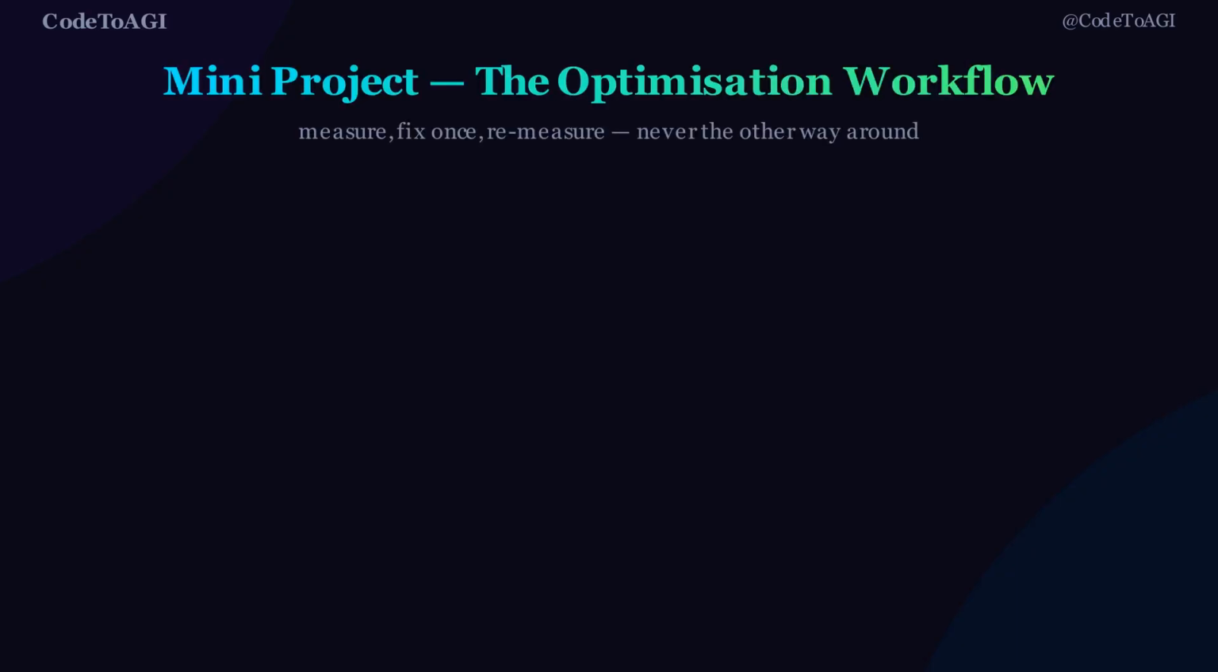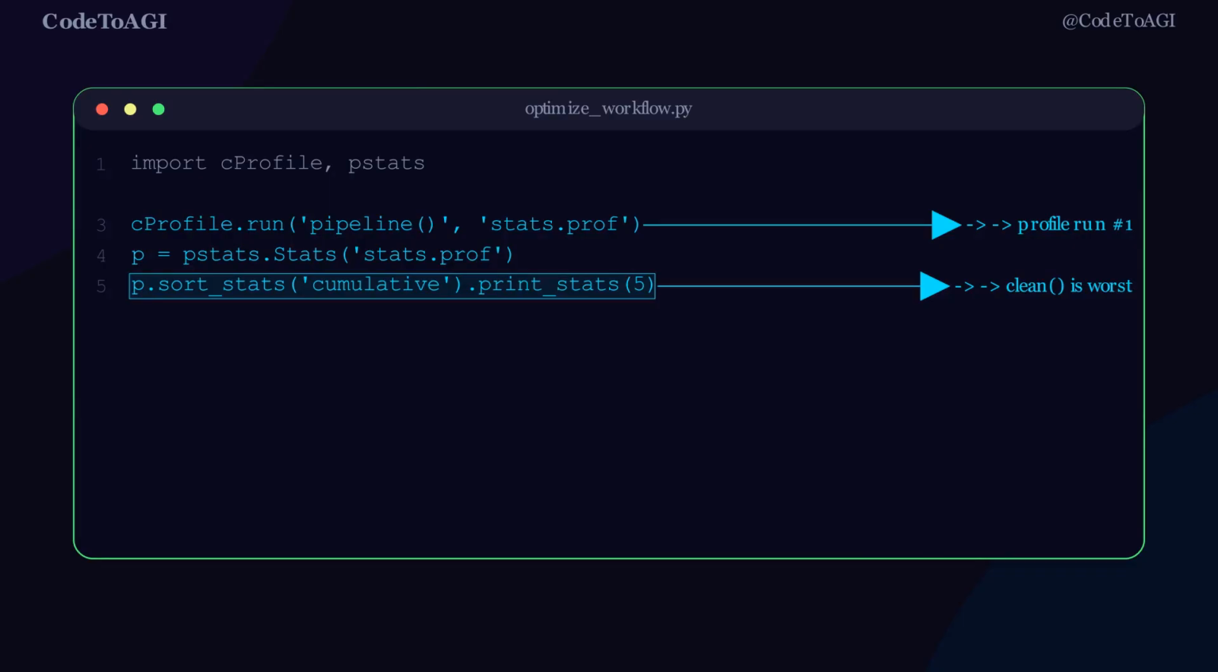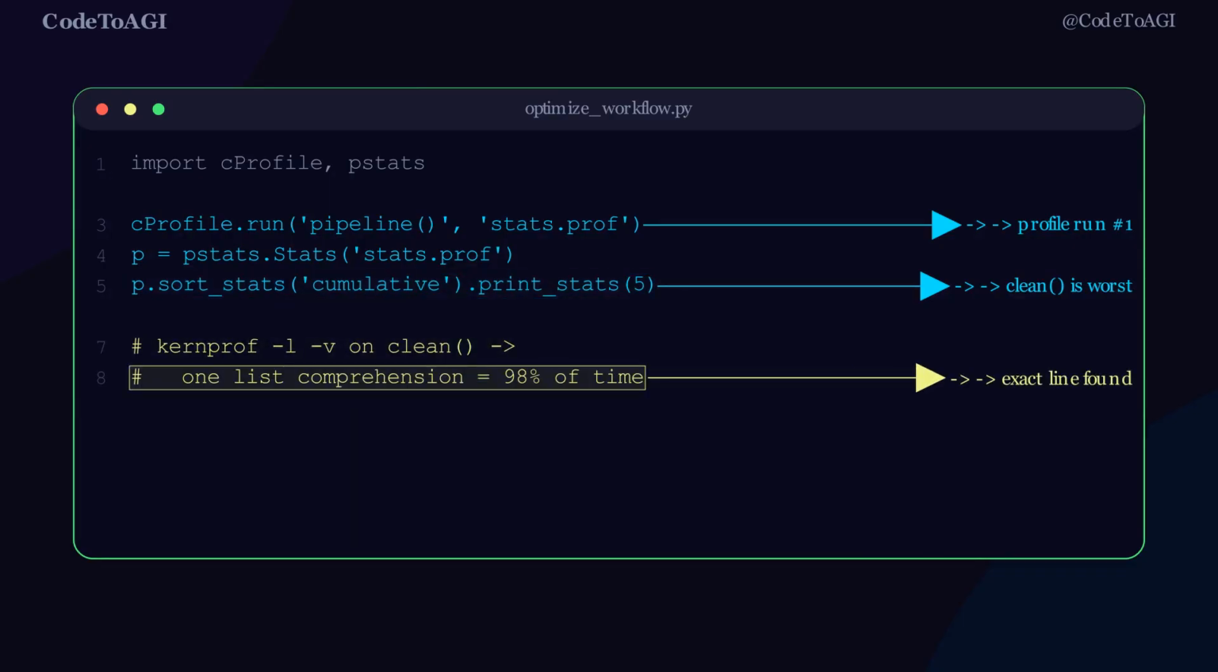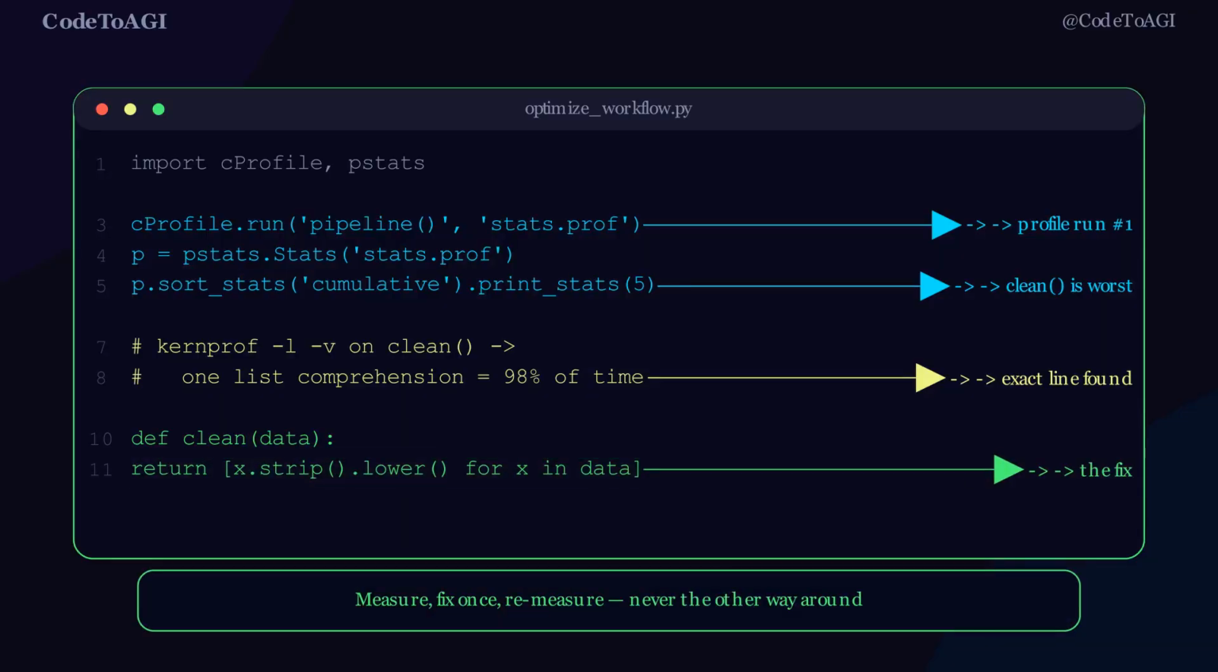Mini project, the full optimization workflow. Step 1, cProfile the whole pipeline, sort by time. Step 2, line_profiler the single worst function found. Step 3, form one hypothesis, apply one targeted fix. Step 4, rerun cProfile and confirm the time actually dropped. Step 5, stop once the result is good enough. Measure, fix once, remeasure, never the other way around.